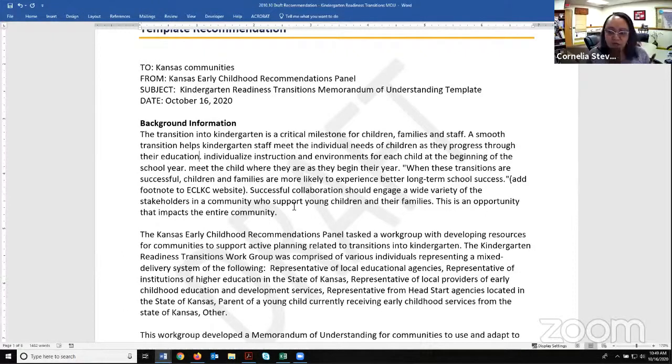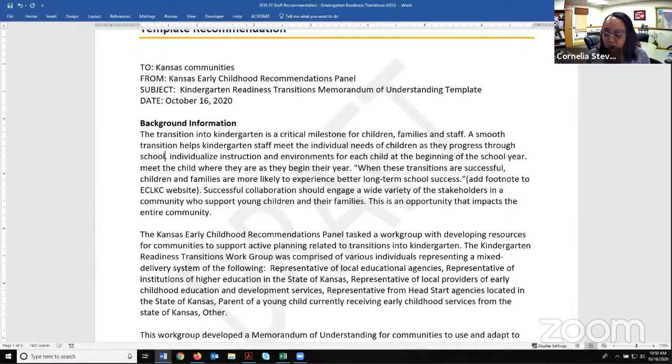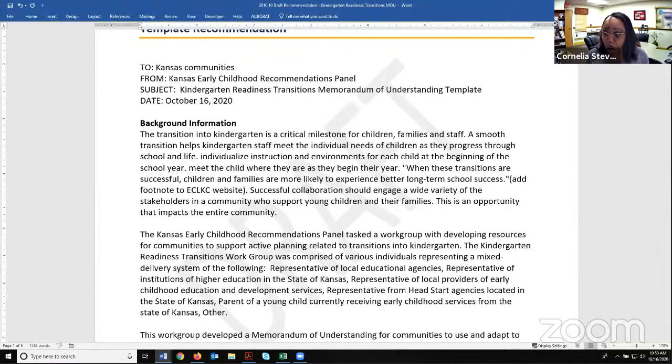This is Cornelia. In part of our mission statement, we say something about progressing through school and life, because it really is giving them the right foundation for school and life, because they need to start out ready at kindergarten. Maybe that works. Maybe. I see nods and I like that. I like that too. I think it brings back the last sentence where this impacts the entire community.